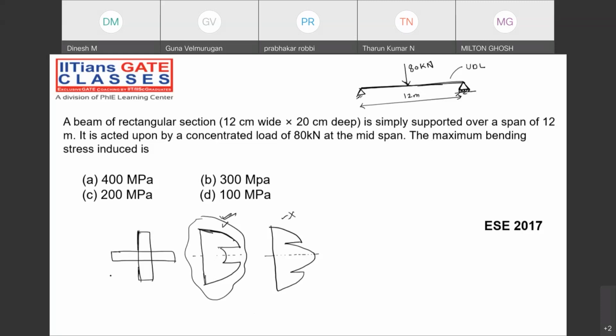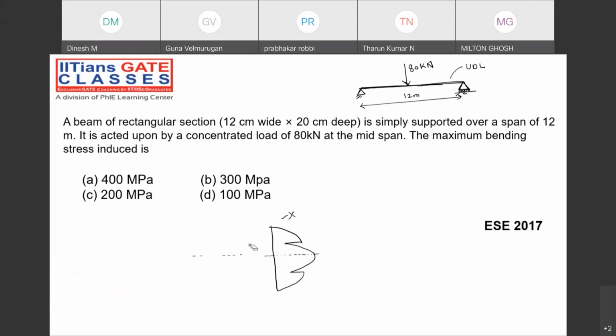Coming back to the question that we are discussing. They are asking for the maximum bending stress in a simply supported beam which is subjected to a point load. What is the maximum bending moment? W is there, and the reaction is W by 2. So you can calculate W by 2 into L by 2, which is WL by 4.